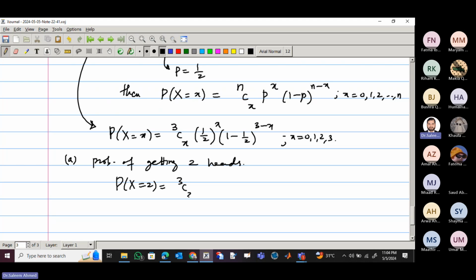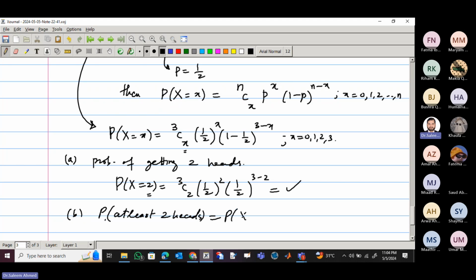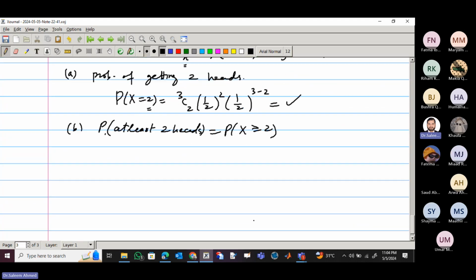So that will be 3C2. I will put x equal to 2. X is 2, so I can put it here. 1/2 to the power 2, 1 minus 1/2 to the power 3 minus 2, and get the answer. They can ask you what is the probability of getting at least 2 heads. At least 2 heads means probability of x greater than or equal to 2. At least 2, right? 2 or more.